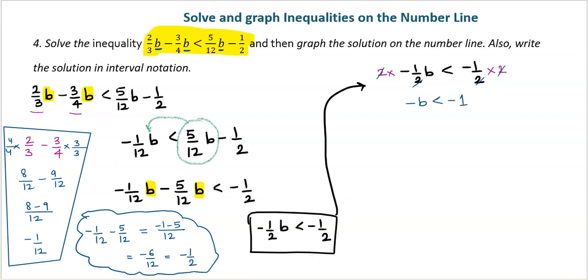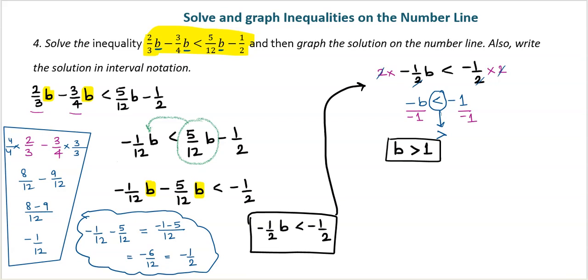Now, you need the value of b. You don't need any number or sign with it. So what are you going to do? Divide both sides by minus 1. Since you are dividing by a negative number, you change the sign of the inequality. So you have b greater than minus 1 divided by minus 1, which gets 1. This is your inequality solution: b greater than 1.